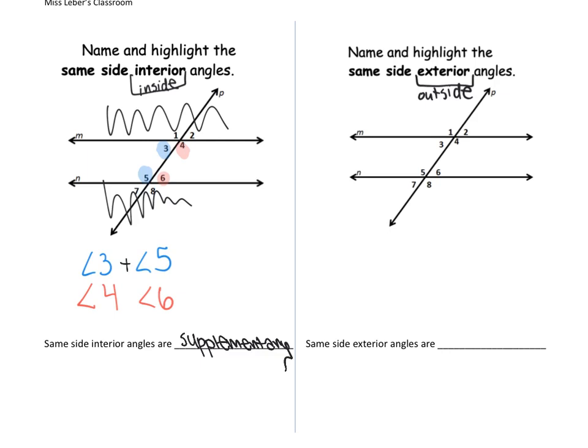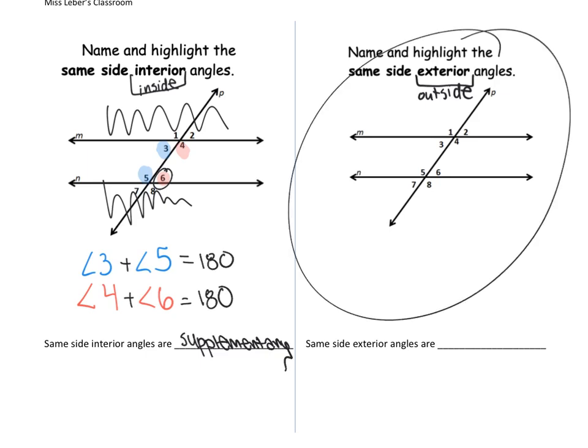So angle 3 plus angle 5 is 180. Angle 4 plus angle 6 is 180. Because if I would move 6 to be next to angle 4 or 3 to be next to 5, vice versa, I would make a straight line because, again, we can just slide it up and down the transversal.